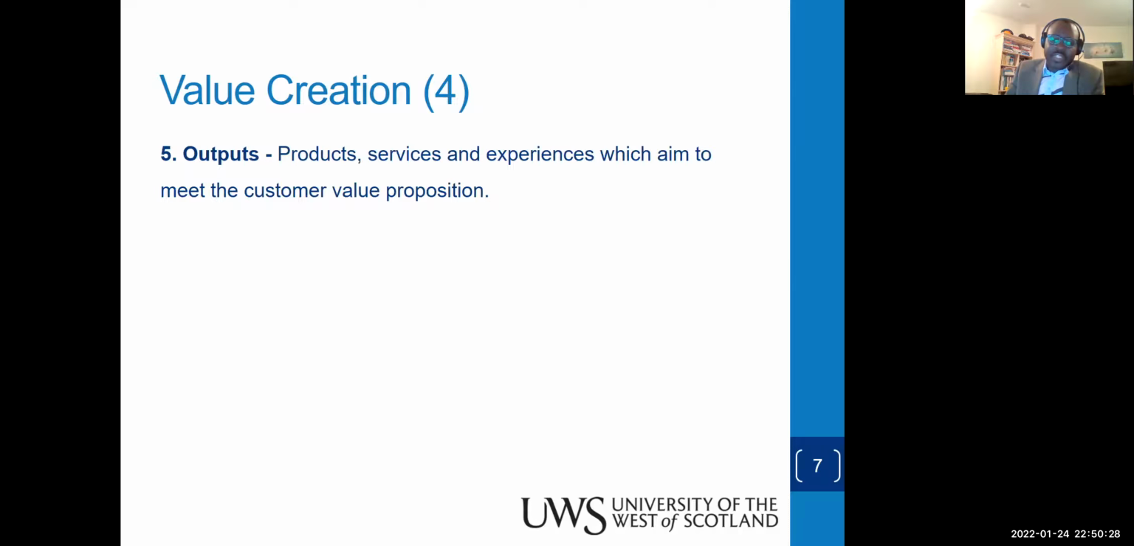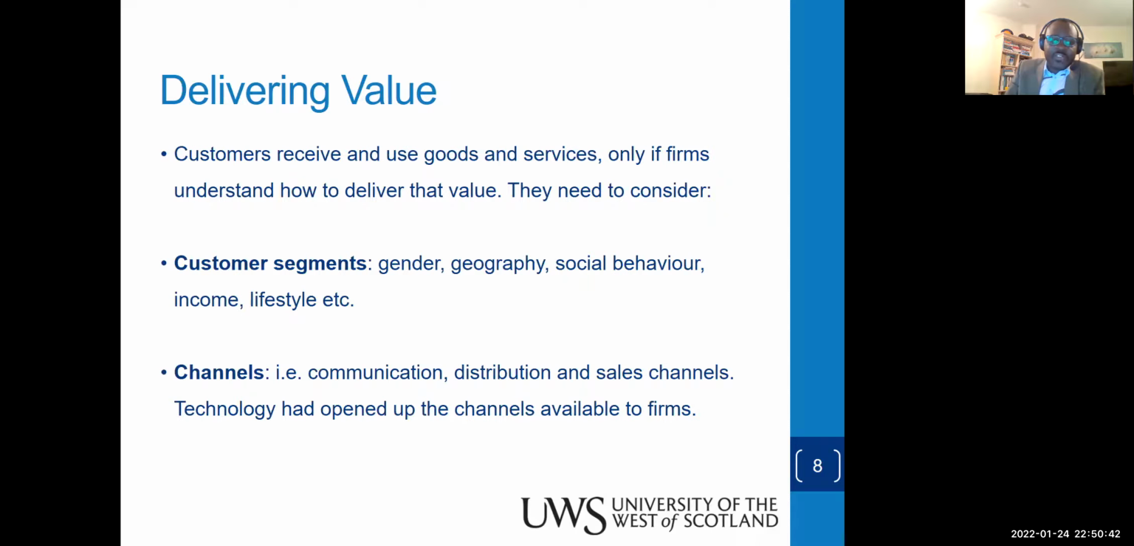And then the final element is the output. At the end of the day, we need to produce some goods, some services that will meet the value proposition required by the end user, the stakeholder. So these are the five main elements of value creation. And remember, we said in the initial situation, you identify, you create, you deliver, and you capture. So you have to deliver the value that you have created to the end user, the customers.